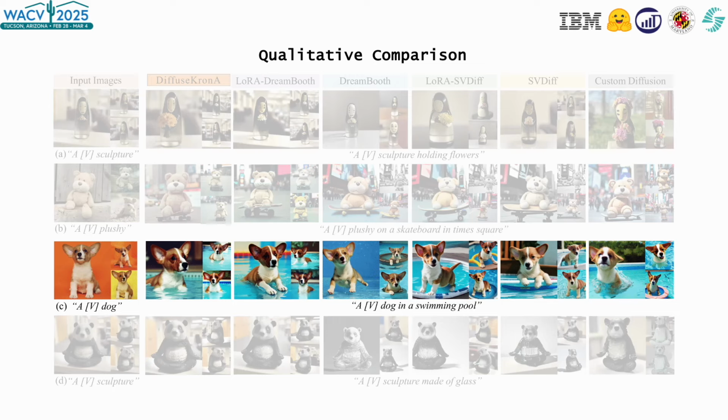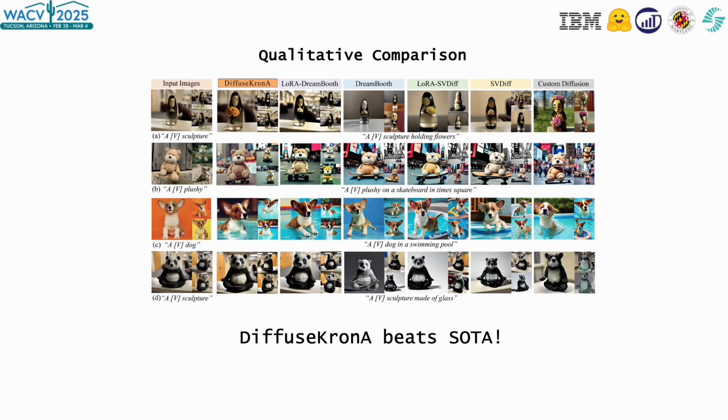Its ability to retain fine details, like the texture of the dog's fur and the water's reflection, sets it apart from DreamBooth and Custom Diffusion, which often struggle with such nuances. Across diverse prompts and scenarios, DiffuseKronA consistently delivers superior quality. Its ability to balance creativity, detail, and fidelity makes it the clear choice for high-quality generative tasks.